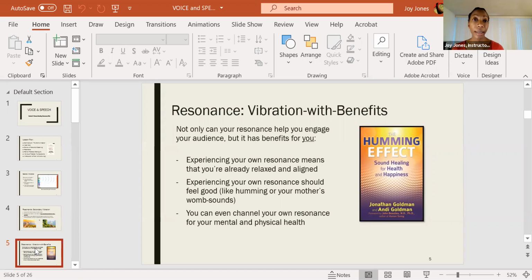It means that you're already relaxed and aligned. But also, if you're feeling your body vibrate, it should feel good. If you're speaking and you're like, oh yes, my chest is vibrating with authority, if you have the mental bandwidth to observe that, it feels soothing in the same way that humming or singing feels soothing. And I say here, your mother's womb sounds. Some researchers have hypothesized that the reason humming or even singing may be comforting to us is that it may have been how we experienced sound when we were in utero.